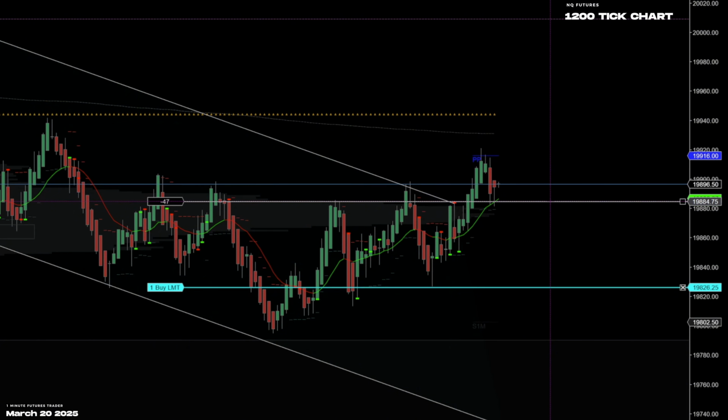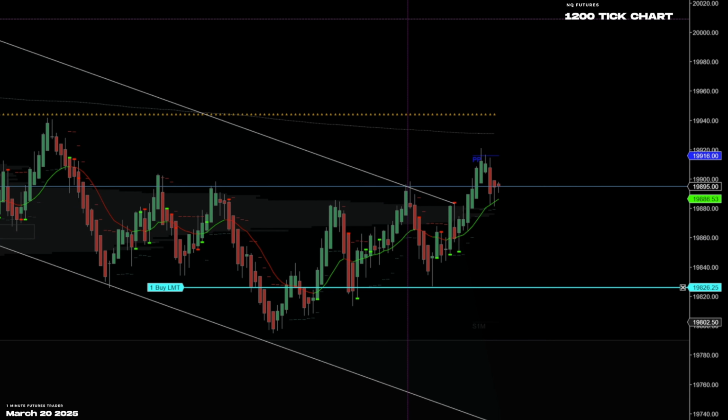Okay, so there are some wicks there, so there are some buyers. So I think I'm gonna enter a long here. And wait for that bar a little bit. Fill it in a little bit more. Okay, now it's almost halfway.